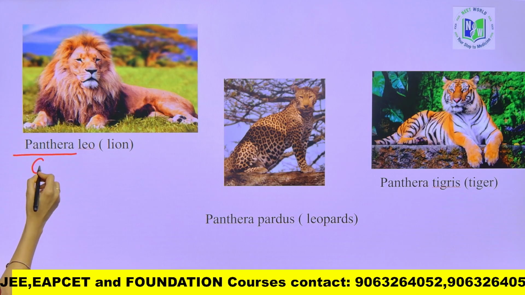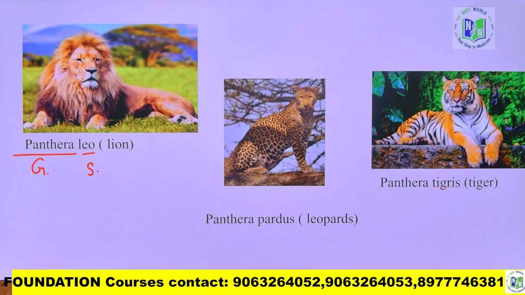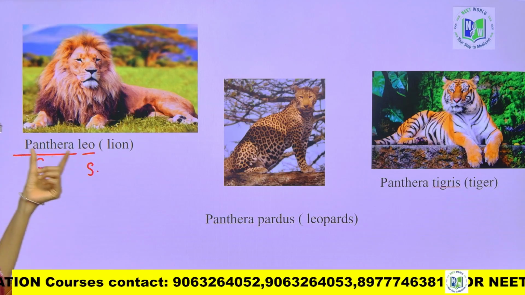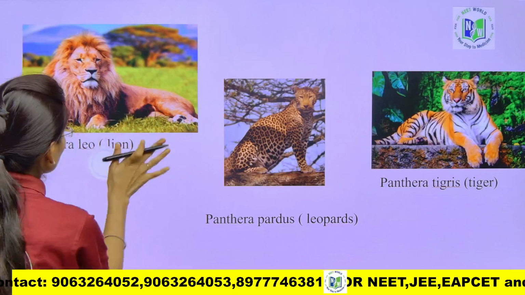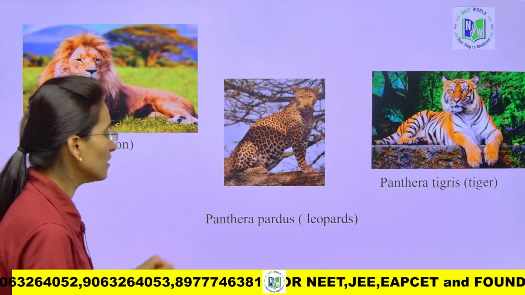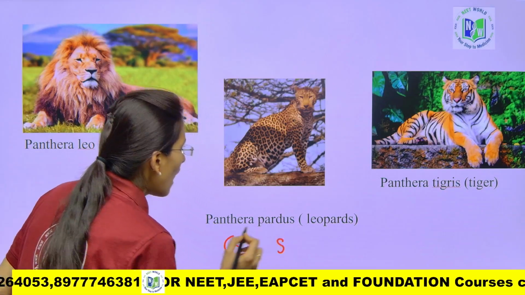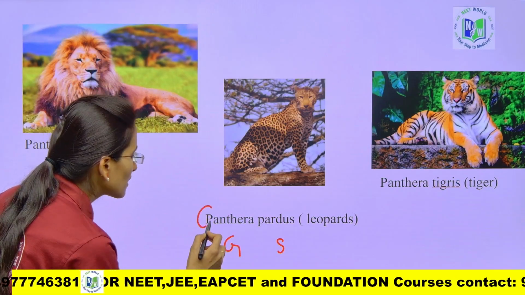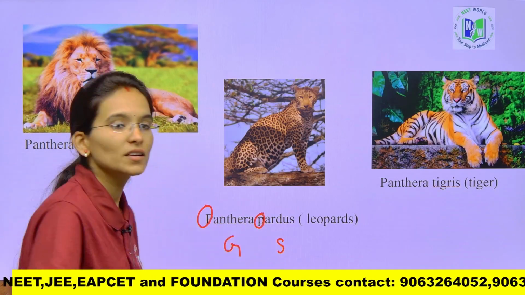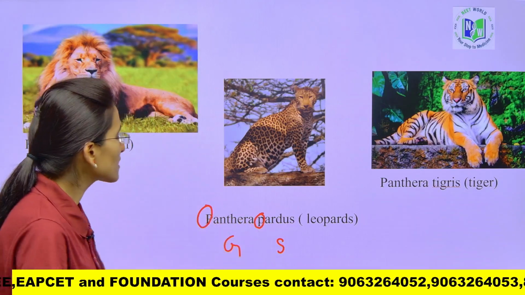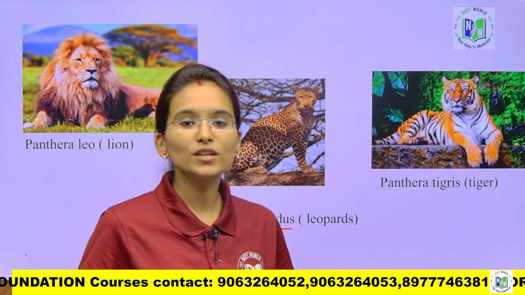Panthera will be the genus and leo will be the species, right? And Panthera, the genus, starts with a capital letter. Yes, I am going to show you, students. Panthera will be the genus and pardus will be the species. Genus starts with the capital letter P and species starts with the small letter p, right? And both are underlined when handwritten. Clear with the set of rules, my dear students?